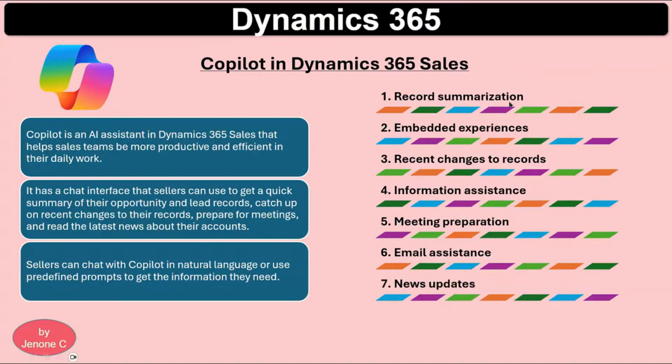Out of the box, Microsoft provides these seven features within Copilot in D365 Sales. We have record summarization, embedded experiences, recent changes to records, information assistance, meeting preparation, email assistance, and news updates. In the upcoming slides, we will see each one in detail, how to enable each feature and how to use it in Dynamics 365 Sales.